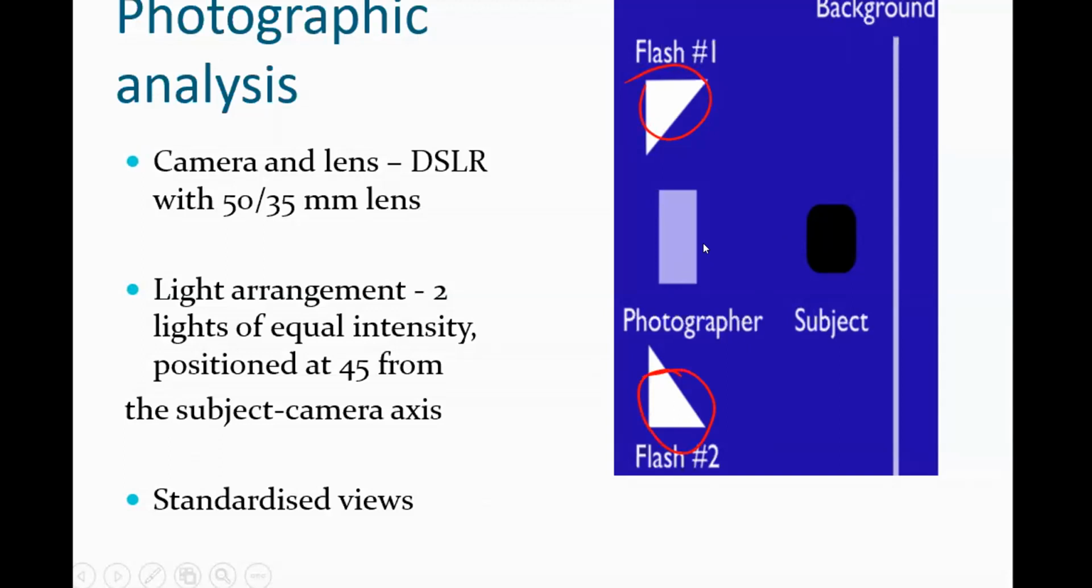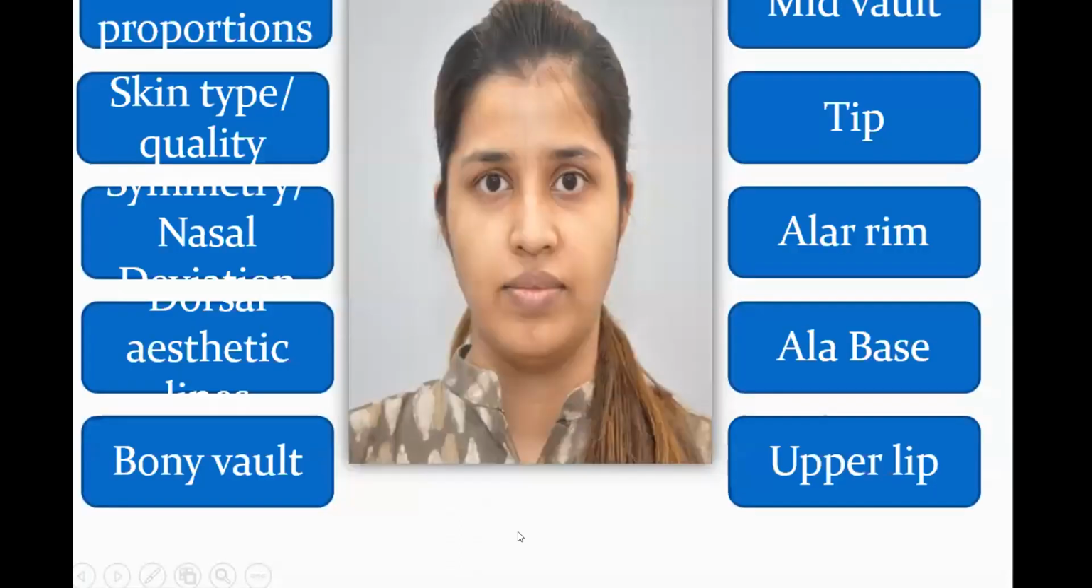You need to stand at a distance of 1 meter to 1.5 meters and adjust your lens accordingly. If you have a 50 lens, it will be much closer, which is actually called a flat lens. Now the standardized views that I'll be showing in the next few slides.